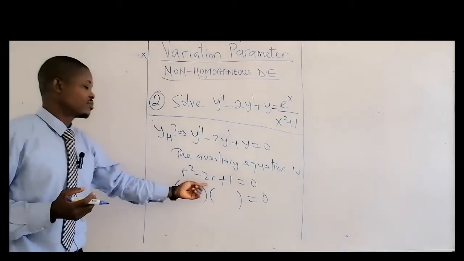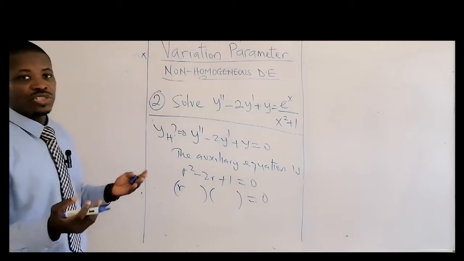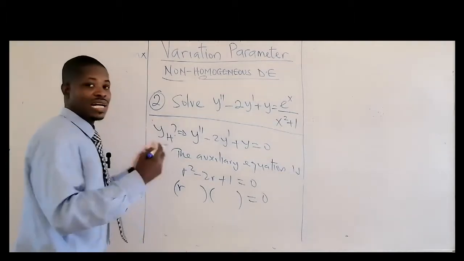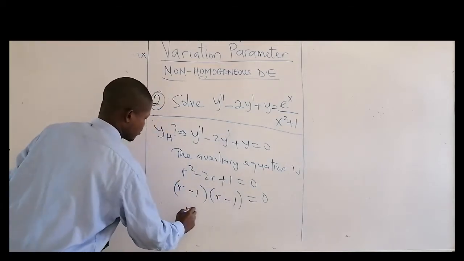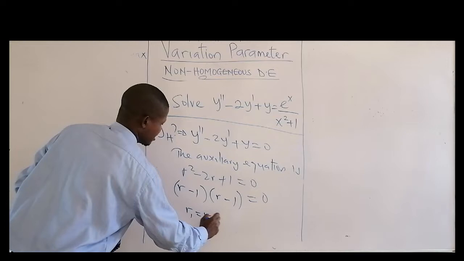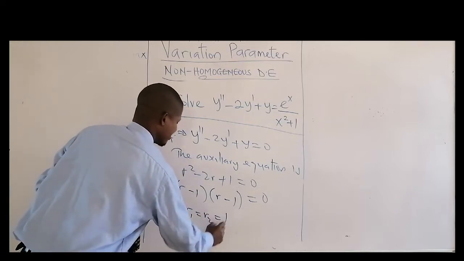But how do you use 1 and 1 to get minus 2? That will be minus 1 and minus 1, and if you multiply them together, that will give you back the plus. So r is equal to what? r1 is equal to what? r2 is equal to what? That's 1.